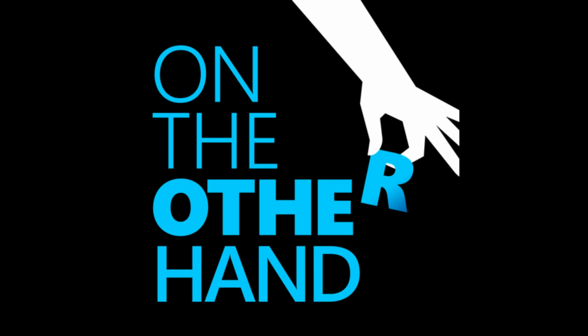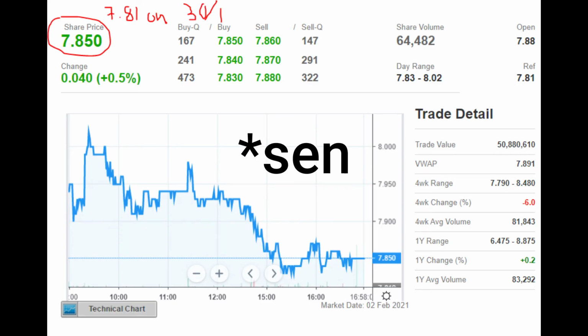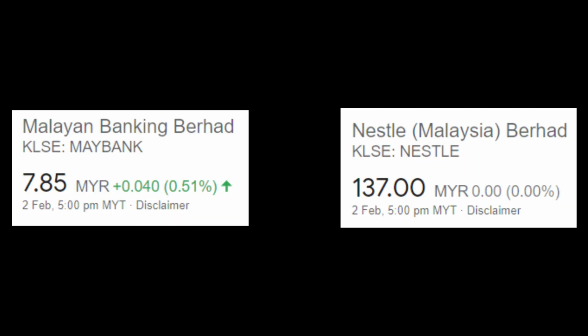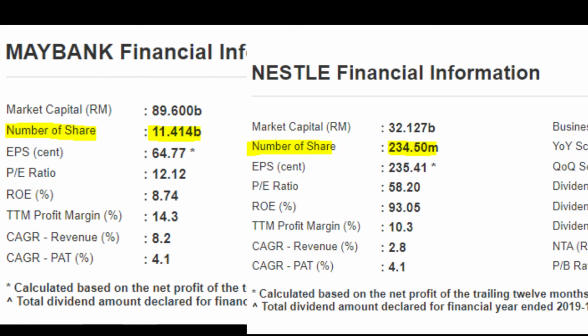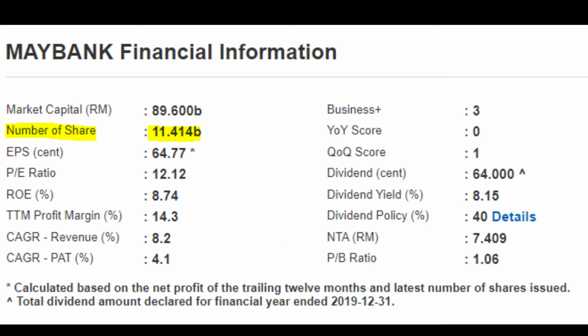On the other hand, Maybank is trading at 7 ringgit and 81 cents per share, which gives you the impression that the share price is cheaper than Nestle, right? However, you need to take note of this, which is the number of outstanding shares that Maybank has. It is 48 times more than Nestle, which is roughly about 11.4 billion shares.